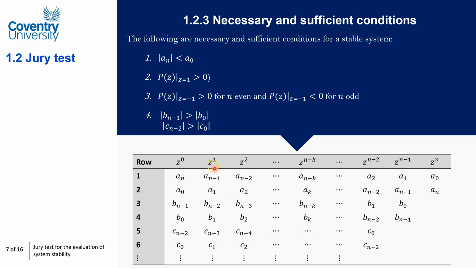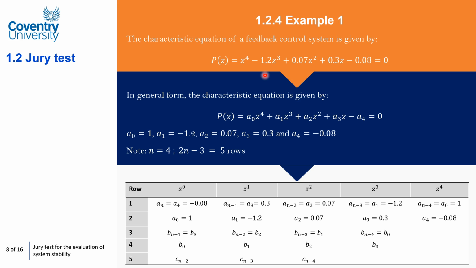row 5. So what these conditions say is the modulus of bn minus 1, so here, must be greater than the modulus of b0 here. If you've got a third order and you satisfy that, you know your system is stable. If you've got a fourth order and you go about this, so the modulus of Cn minus 2 is greater than the modulus of C0, and you satisfy that, you know that your system is, again, stable. So what I've got now is an example to run you through.